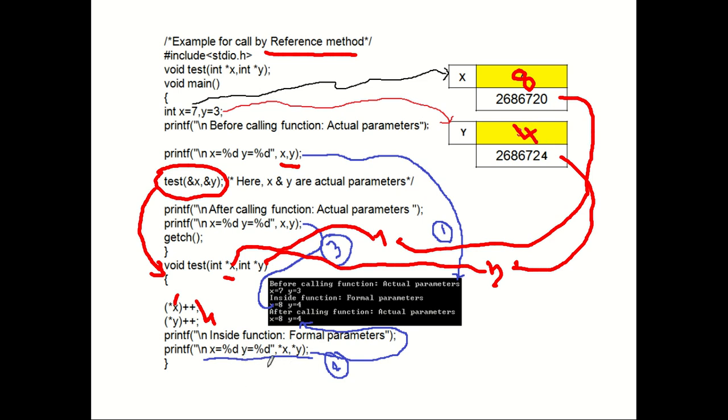We are displaying the content of x and y. The content of x and y is 8 and 4. After execution of all these statements, the control will go back to the point where it was called, and here we are again displaying the content of x and y. The content is 8 and 4 here. Instead of creating another copy of x and y, the content of the address is accessed. These two statements have operated on the memory location content itself. Hence, everywhere it is the same content.